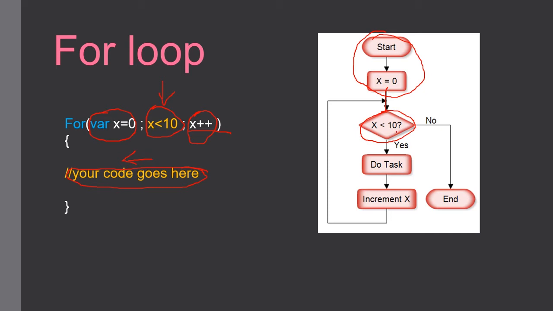If that is true, it's going to do the task, which is our code right here, and it's going to increment x. It's going to do this automatically. You don't have to do it like the while loop where I went inside the loop and said count plus plus. This does it automatically, and it goes back right here and checks my conditional expression if it's still true. If x is equal to 10, which means that this is false, it's going to end the loop. When it ends the loop, it's going to go right down here outside the loop.